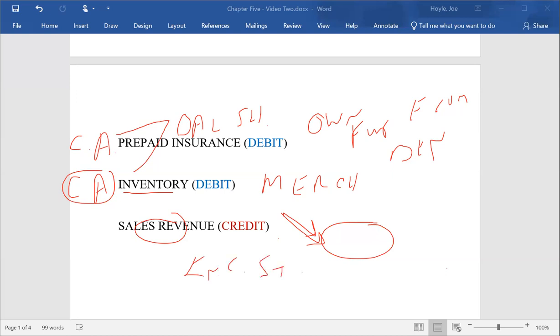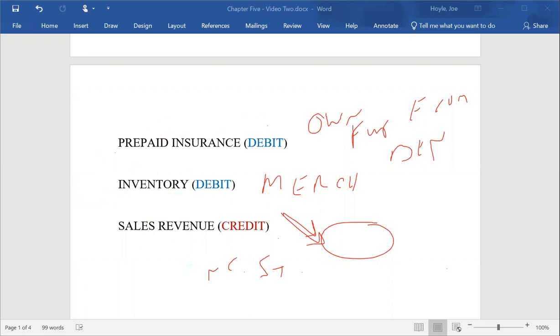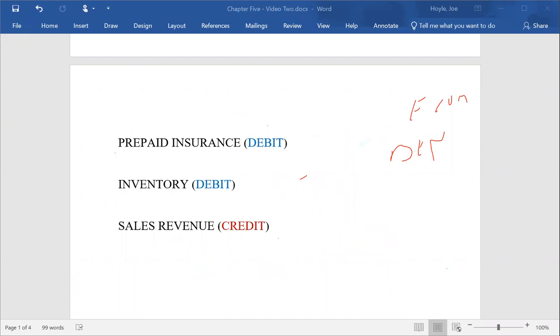Now, my guess is that none of these are going to surprise you. They're covered in the book and they're covered in previous problems. I simply want to look at them one more time before we go any further with financial accounting, just to make sure that you have these balances down very smoothly.